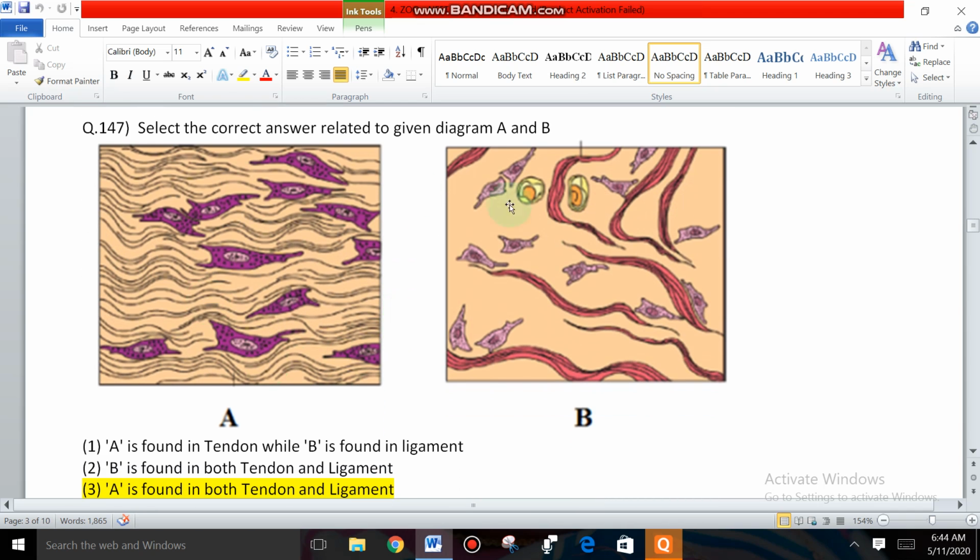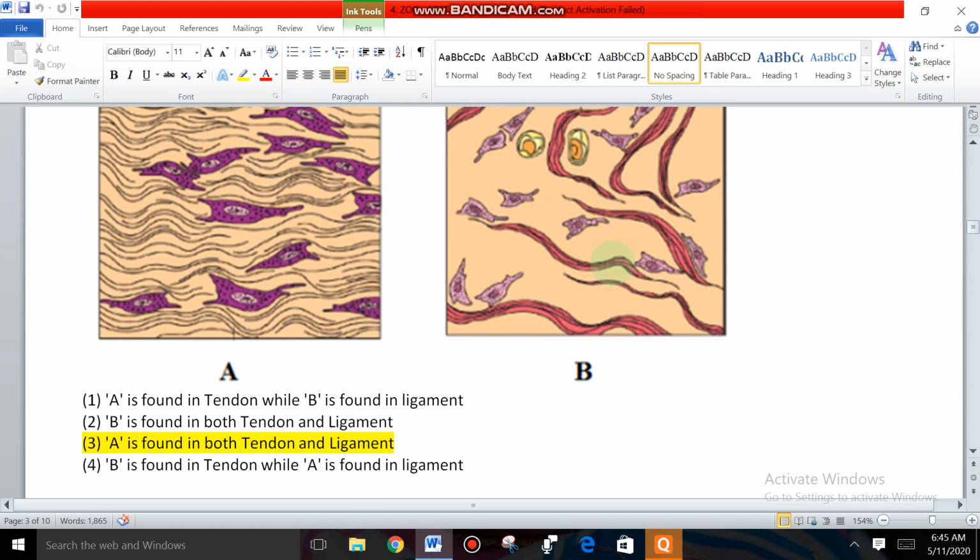These two diagrams are from the animal tissue chapter. This diagram is dense regular connective tissue, and this one is dense irregular connective tissue. What is the location of dense regular connective tissue? The tendons and ligaments are made up of dense regular connective tissue, and dense irregular connective tissue is present under the skin, and in the periosteum and perichondrium, right?